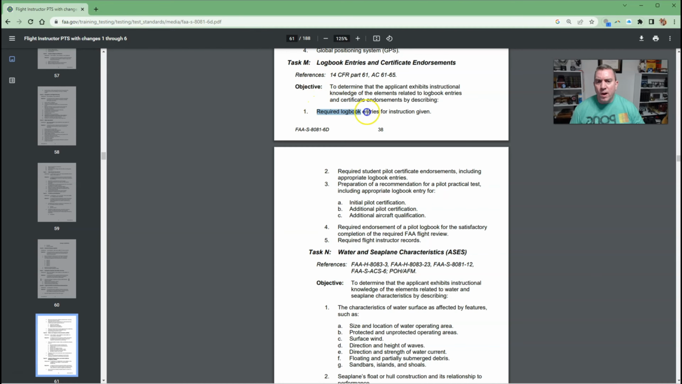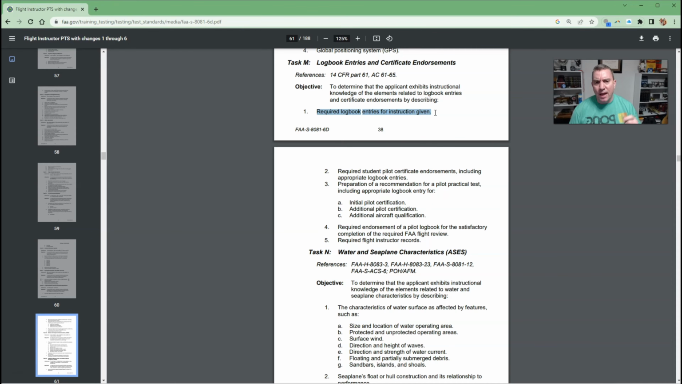So it says, what are the required logbook entries for instruction given? So remember that when you're talking about logbook entries, you're not teaching. You're actually, at this particular point, telling the examiner or explaining, okay, you're exhibiting knowledge of the elements related to logbook entries by describing, let's use that word, describing required logbook entries for instruction given. So this particular one is where you would simply go and talk about required logbook entries for instruction given.